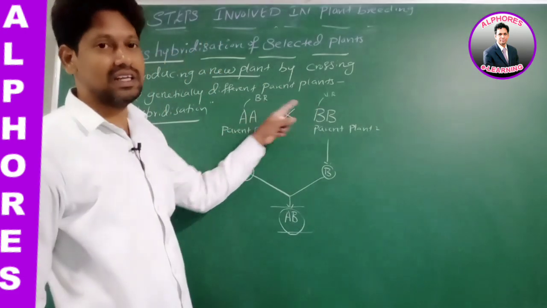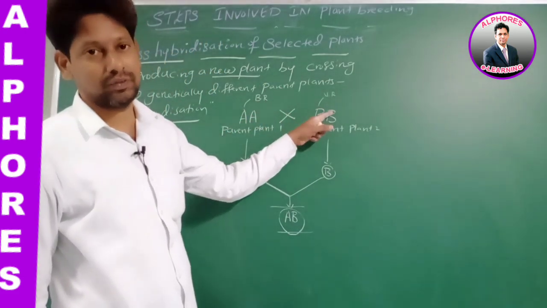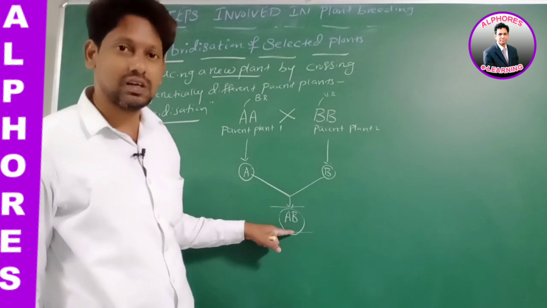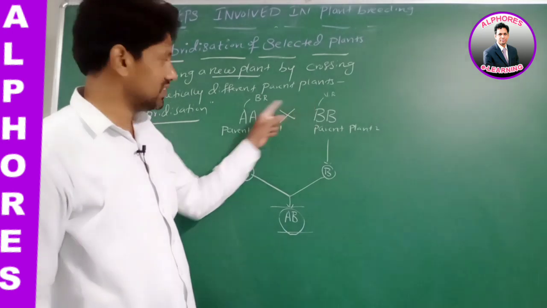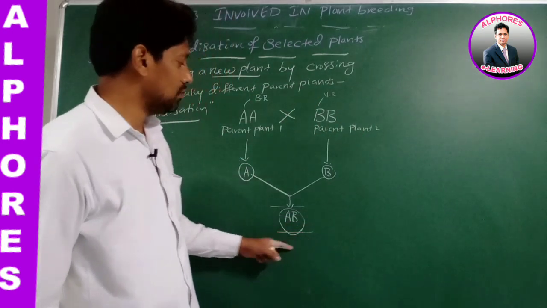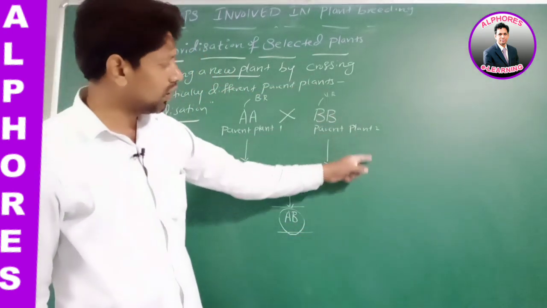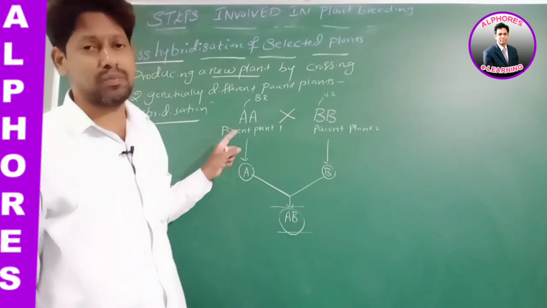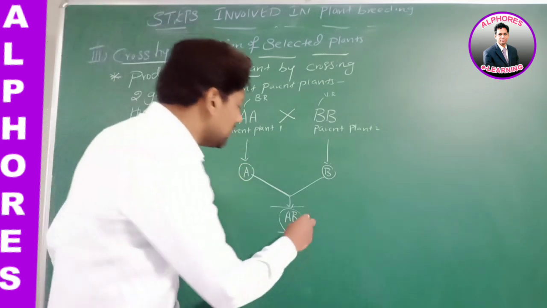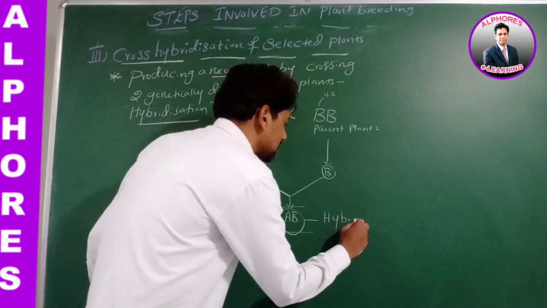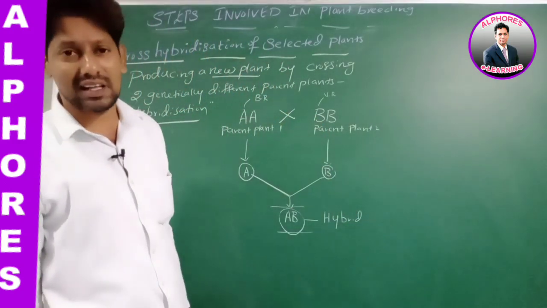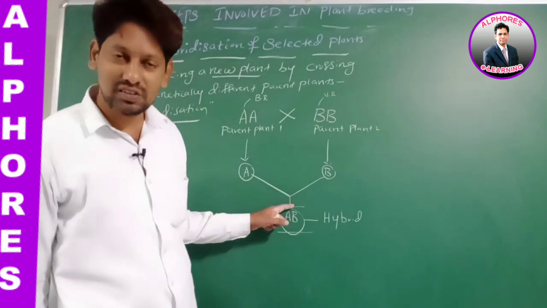Two genetically different parent plants, producing a new plant. This process is called hybridization. And this newly produced plant is called what? Hybrid. Is this statement clear?